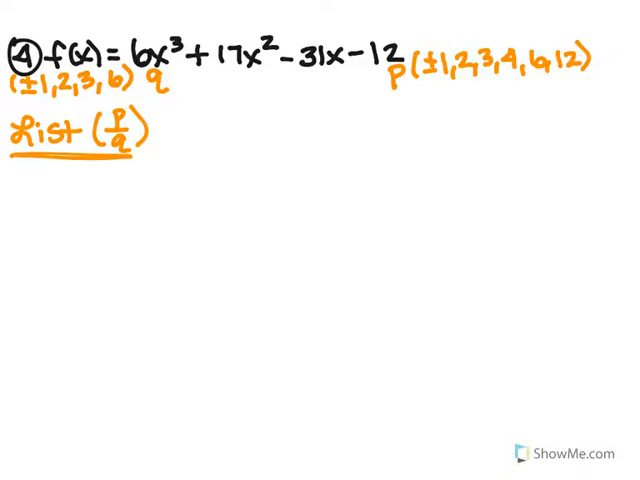Now we're going to place each P on top of each Q. And I just normally walk my Q's down. I list my P's first because those are your whole numbers. So I would list positive negative 1, 2, 3, 4, 6, and 12. Now that would be if you had 1 on the bottom as a Q.